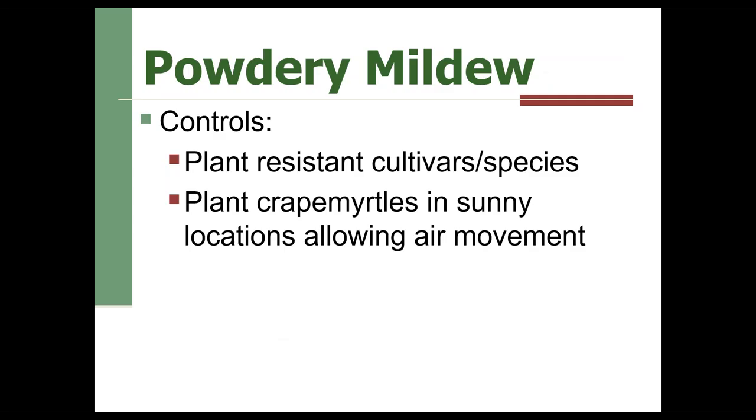So controls for powdery mildew: for one, you can plant the resistant cultivars and species, and for another, you can place the crapemyrtle in a sunny location, full sun location, in an area that allows a lot of air movement to reduce the humidity and the chance for the fungus to get established.